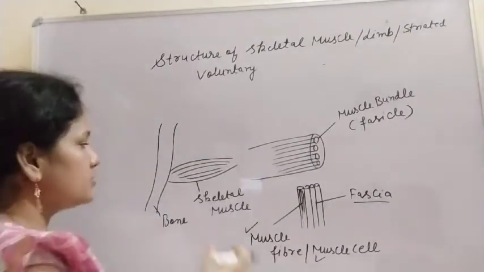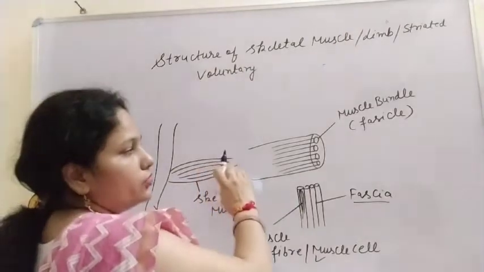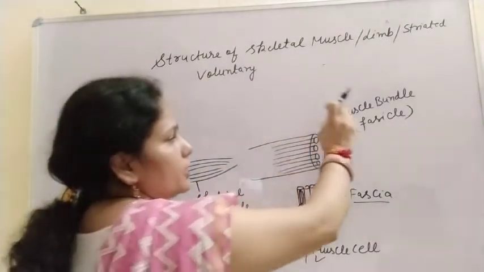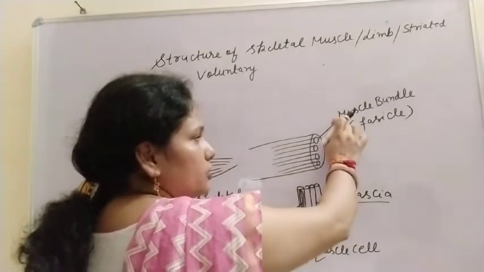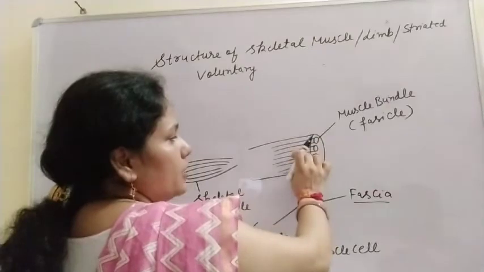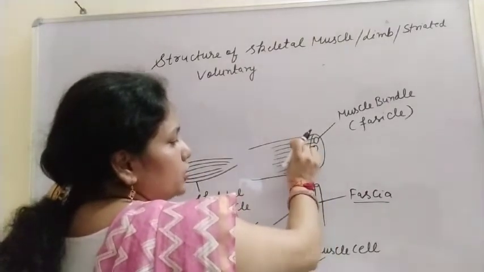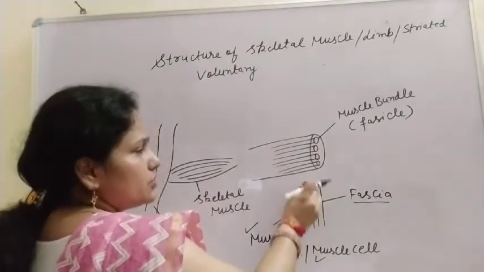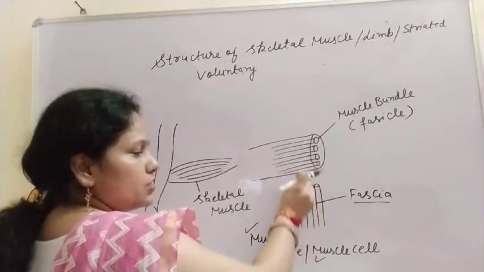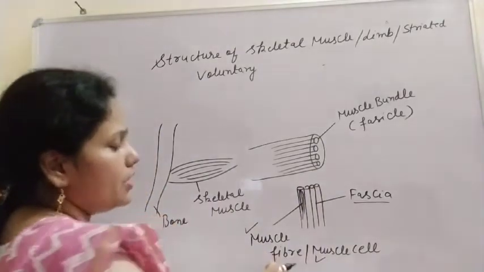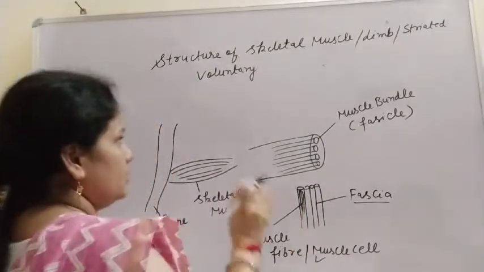So let's revise. The skeletal muscles have a longitudinal bundle-like structure known as muscle bundle, and these are known as fascicles, and these are connected by a connective tissue sheath, that is the fascia. And inside these muscle bundles different muscle fibers are present, and these muscle fibers are known as muscle cells.